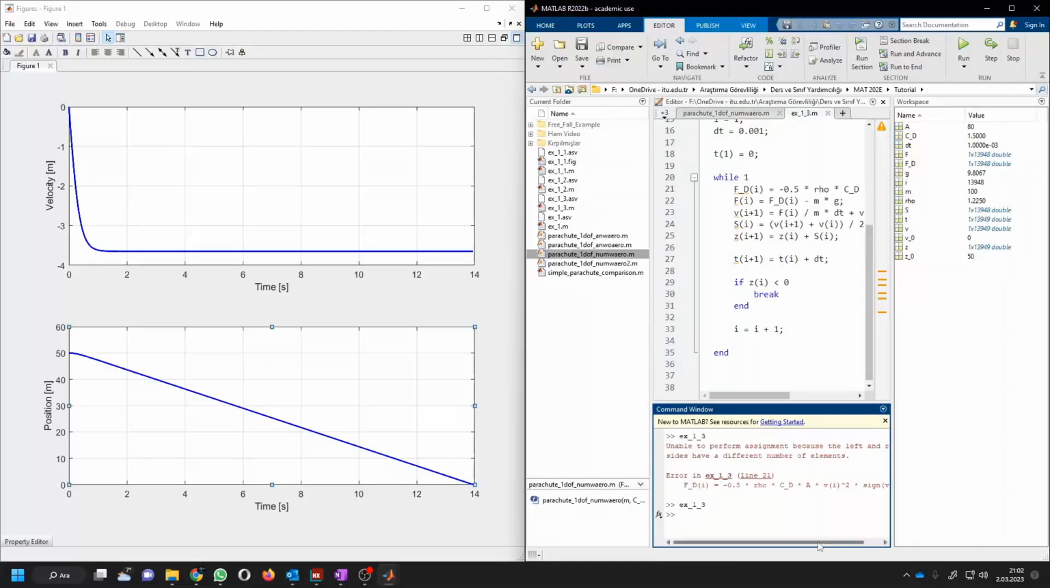So let me subplot 2, 1, 1 and plot v with respect to t. Okay, I think it already plotted that. So subplot 2, 1, 2 and plot the position with respect to time.